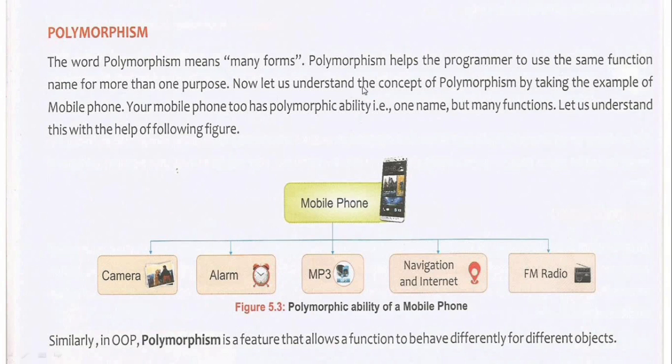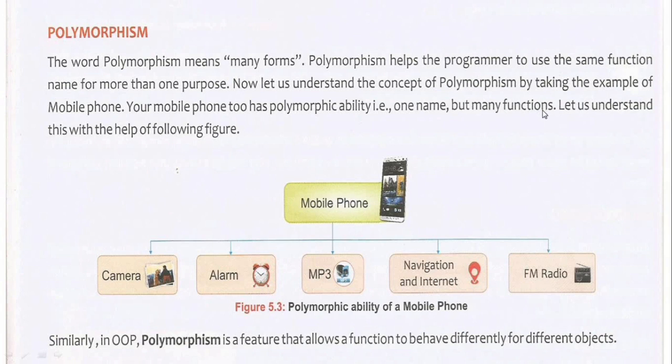Okay, now let us understand the concept of polymorphism by taking the example of a mobile phone. So you all have seen a mobile phone. I hope you have used a mobile phone. Now your mobile phone has polymorphic ability. What is the meaning of polymorphic ability? Polymorphic ability means it has the ability to use one function for many purposes. Okay, it has many forms. It can be used in many ways. Your mobile phone has polymorphic ability, that is one name but many functions.